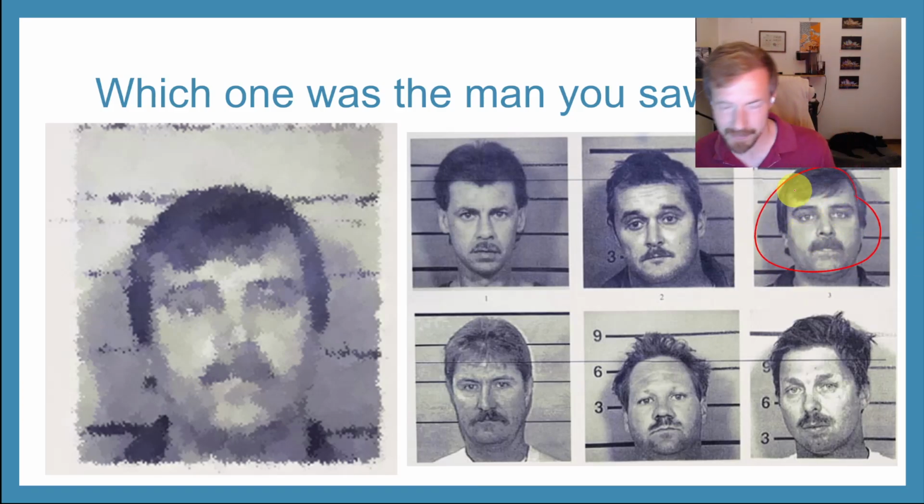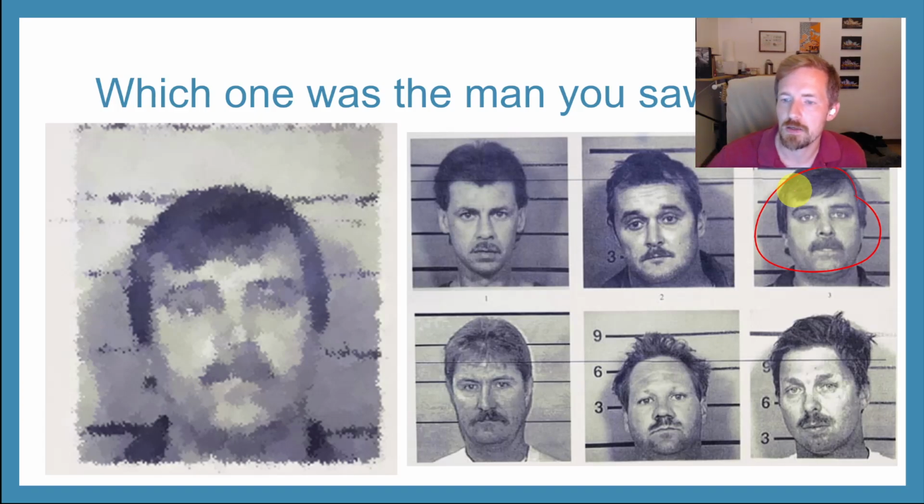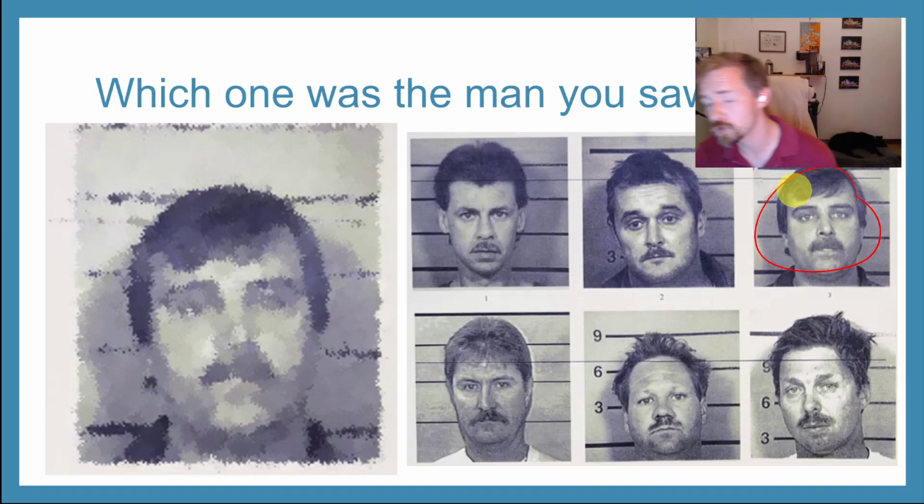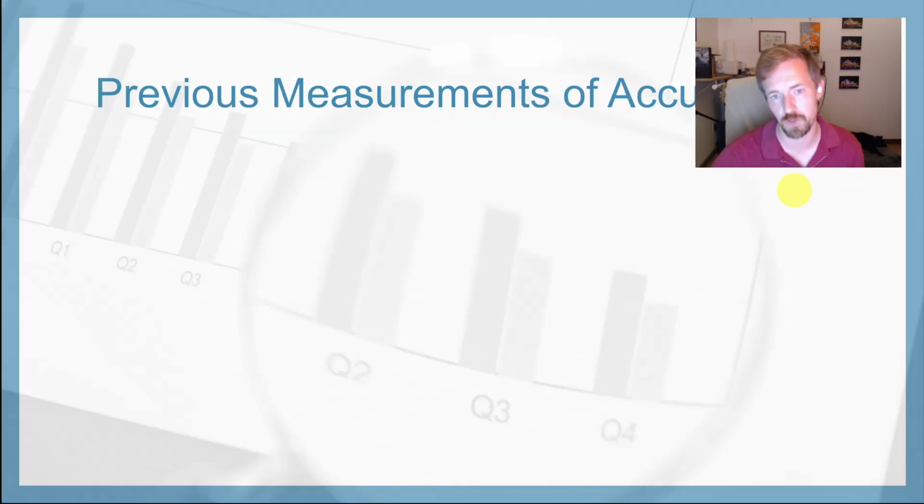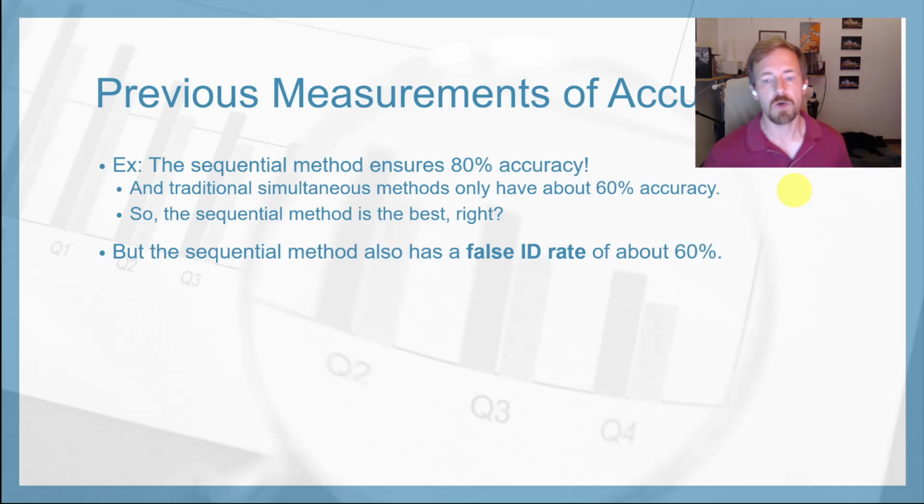You probably got that right if I had to bet. But was it easy because it was simultaneous, or would it have been easier if it were sequential? Would you have made errors if you had done sequential? So in this case, what we find is that with the sequential method, that ensures about 80% accuracy on that particular experiment.